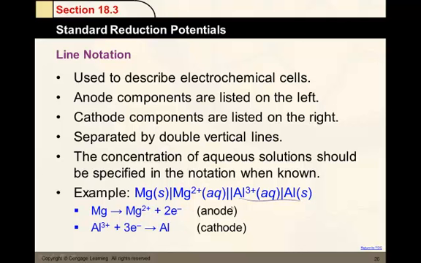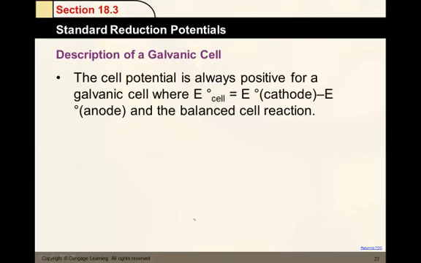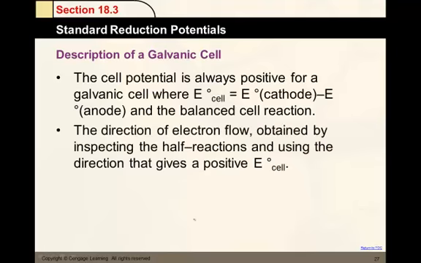The anode's always the one that gets flipped around, because the anode is where oxidation occurs, and the standard reduction potential charts that you see in your textbook or in the cheat sheet show electrons as reactants. Here, of course, the electrons are products. So the cell potential is always positive for a galvanic cell, where E cell equals the cathode minus the anode in the balanced cell reaction. The direction of flow is such where E0 cell is positive.